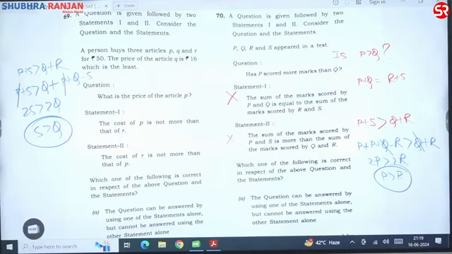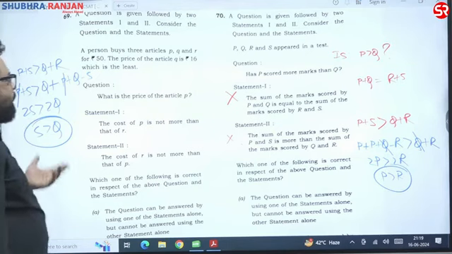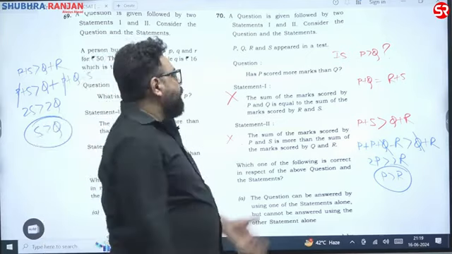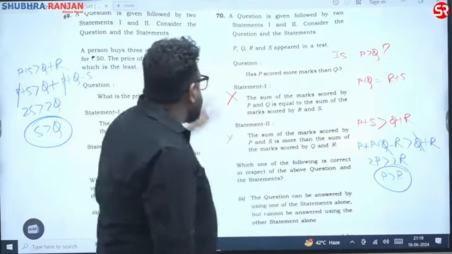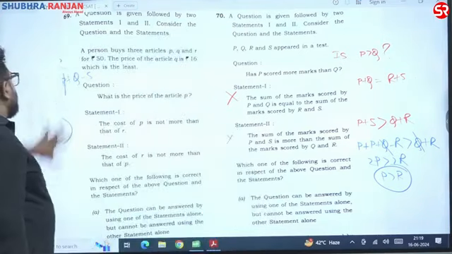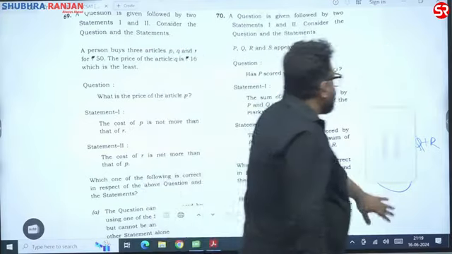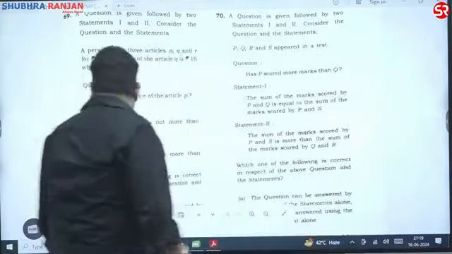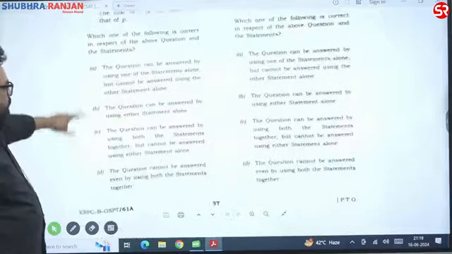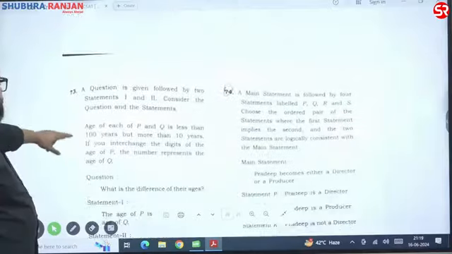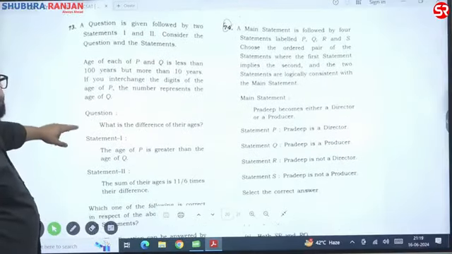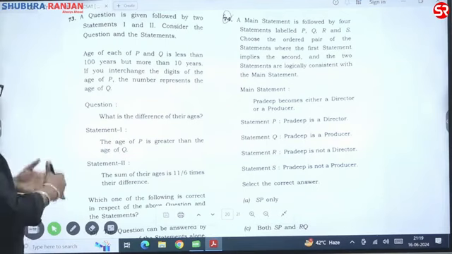So P is greater than R, S is greater than Q, but I am not getting any relationship between P and Q, isn't it? So there is no relation that I'm able to form. If you put any other values also, you would keep on getting this. So I am not getting any relationship at all. So I would say the answer is again 4. Even combining them together, we are not able to give a proper answer. So again, this is coming out to be data sufficiency.